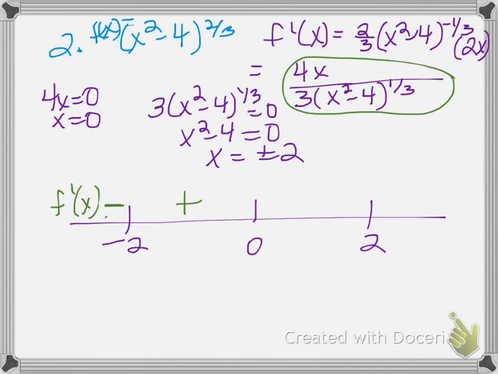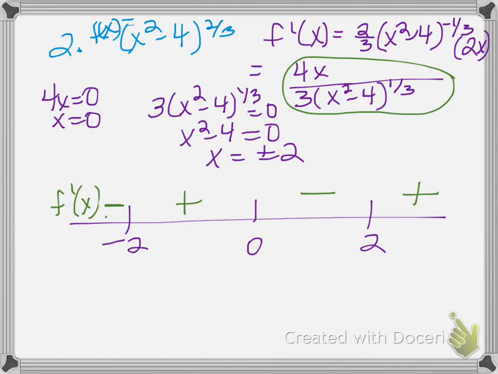Plug in a number between 0 and 2, maybe 1. The top will be positive 4. The bottom would be negative again, so we have a negative there. And then plug in a number bigger than 2, maybe 3. The top would be positive. The bottom would also be positive.